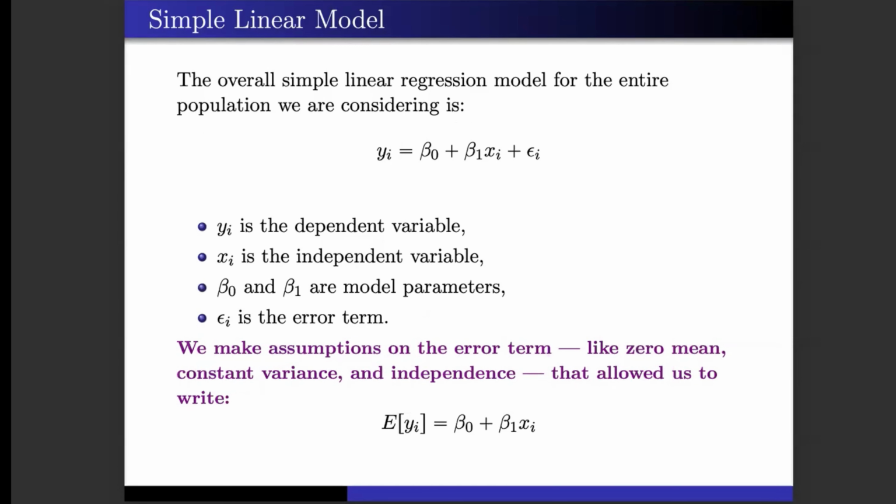When we make these assumptions on the error term, we get the simple linear regression model, which is that the mean of the dependent variable is a function of the independent variable. That is, the expected value of yi is equal to beta naught plus beta 1 xi. And we have seen estimates of both these values. We know the estimate of the expected value of y given x naught, and we also know an estimate of y given some point x naught.